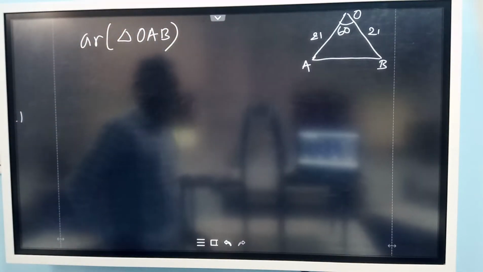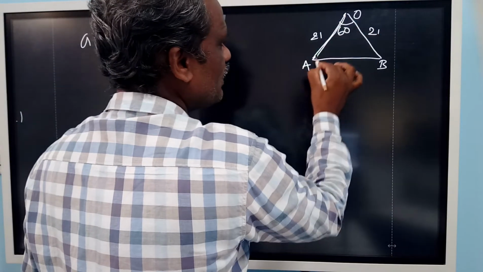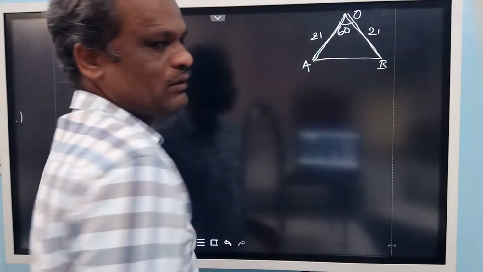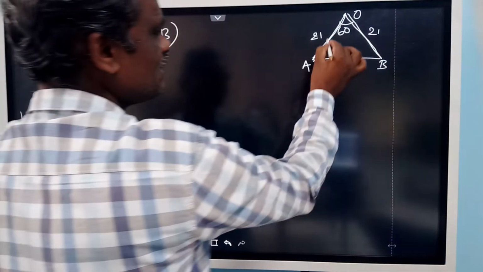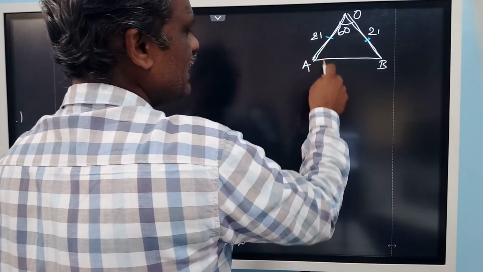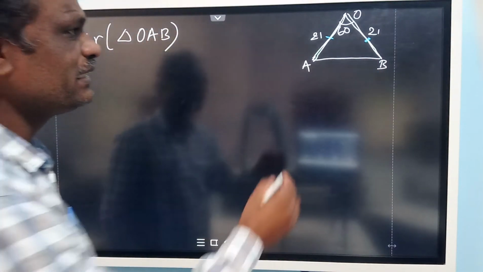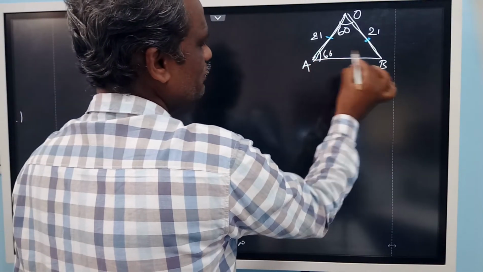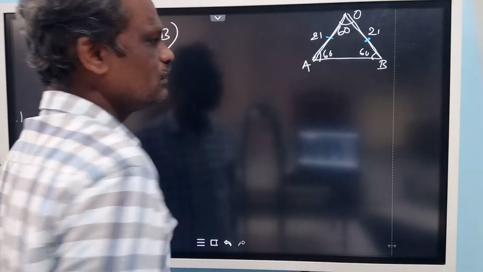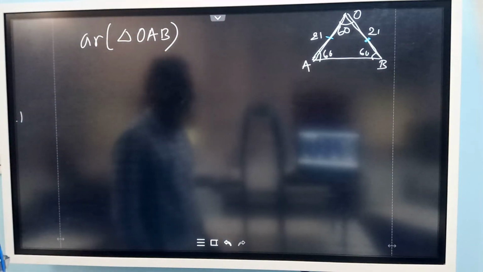So 60 degree means these two lengths are equal. These two lengths are equal. So it is an isosceles triangle also. Therefore angle A and B must be 60 degree each. These two angles should be equal. So they form an equilateral triangle only.